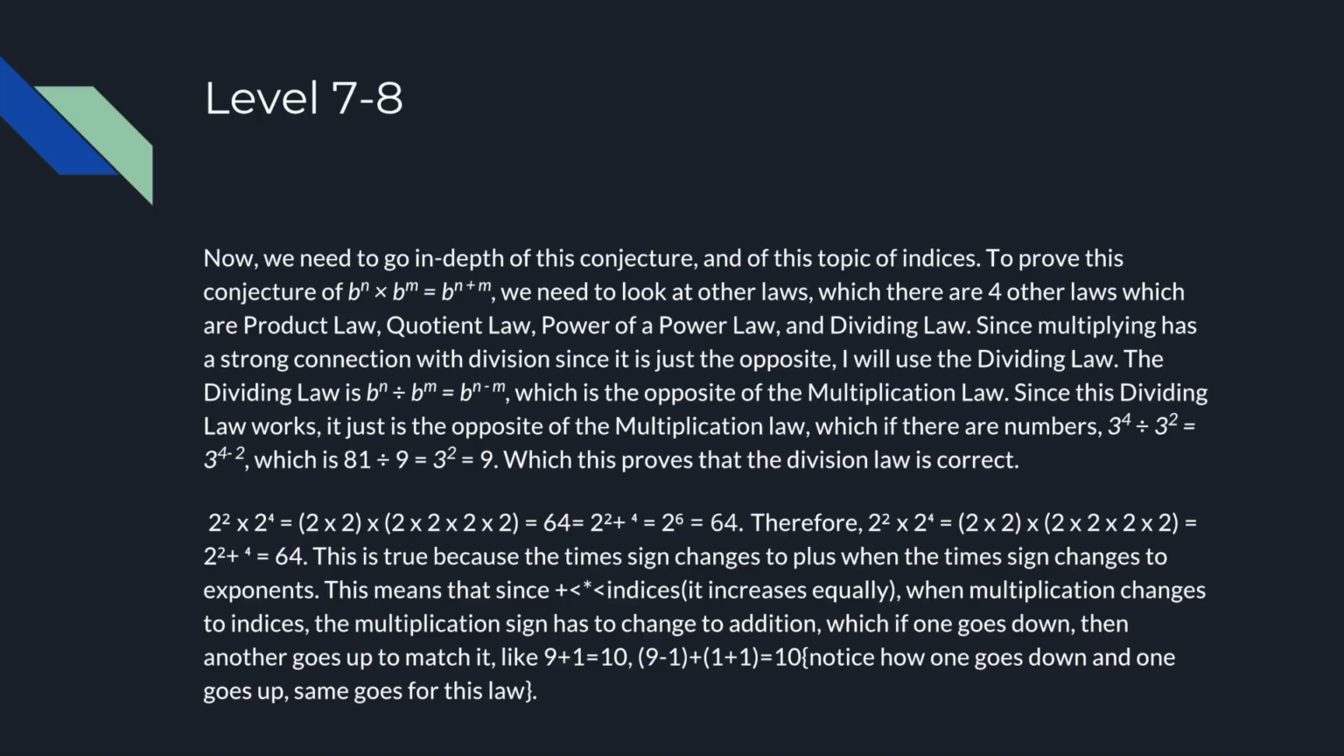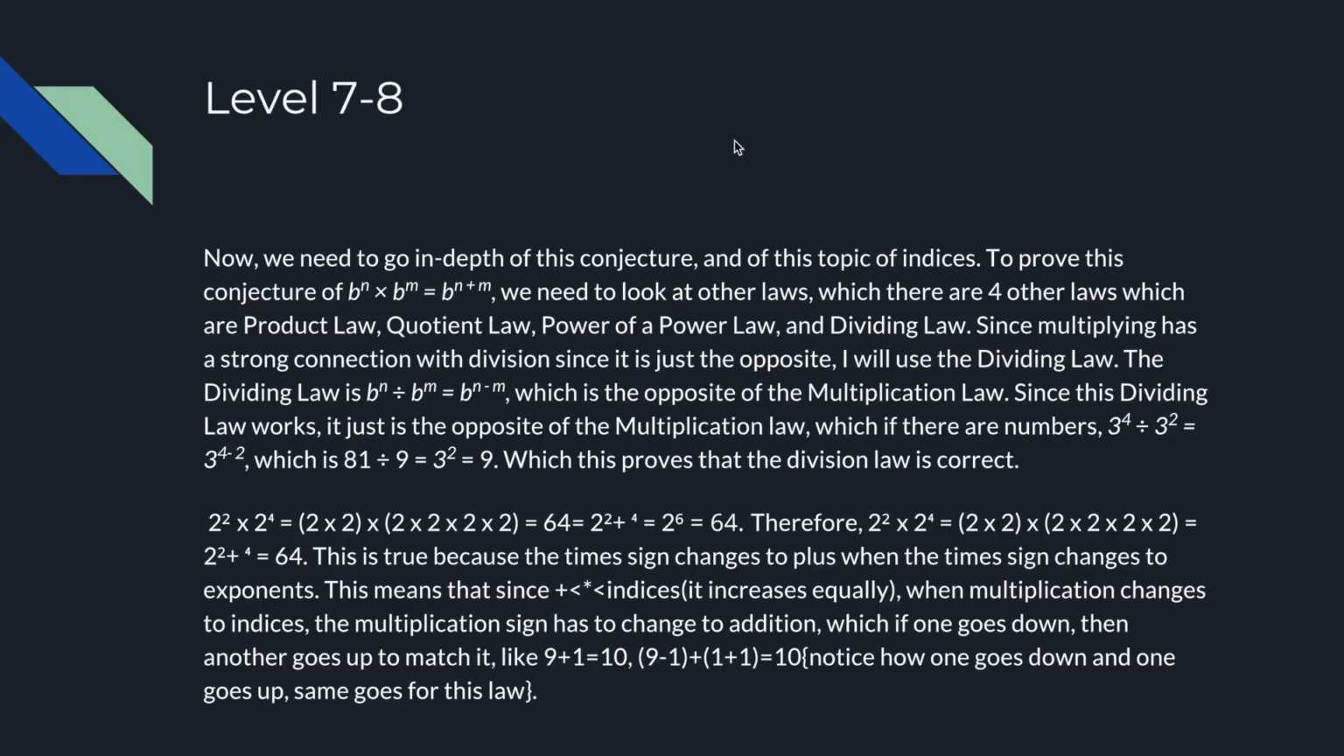If we put numbers in, for example, then 3 to the power of 4 divided by 3 to the power of 2 equals 3 to the power of 4 minus 2, which is 81 divided by 9 equals 3 to the power of 2, which equals 9. And this proves that the division law is correct.